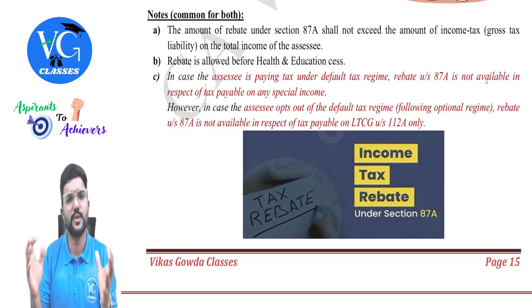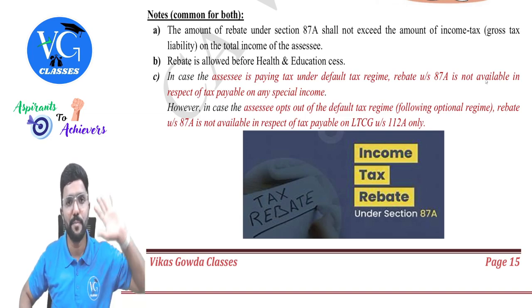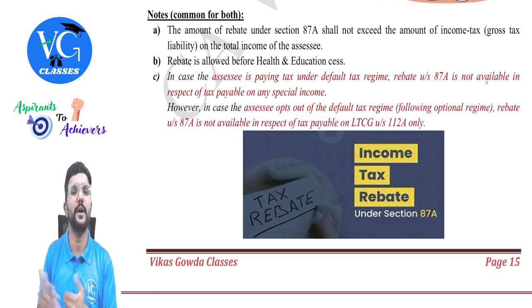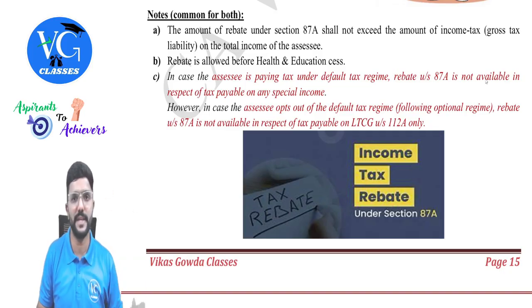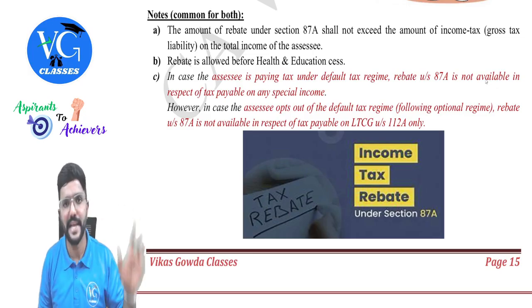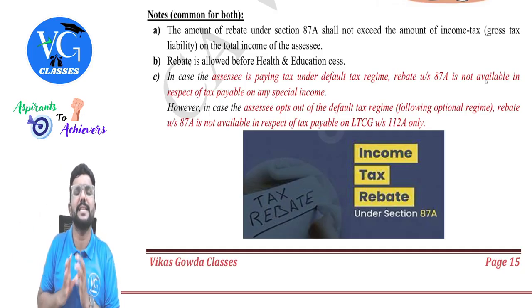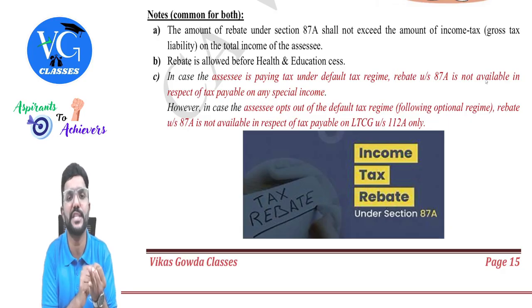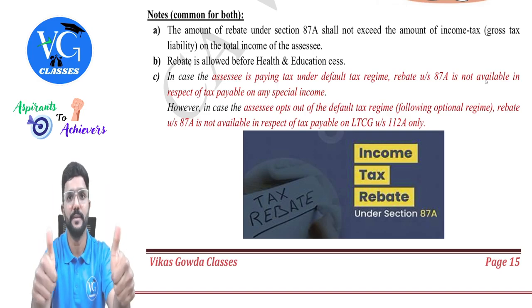If a resident individual's total income is within 12 lakh, but it includes any special income, whatever tax he is supposed to pay on special income, he cannot claim any rebate under default regime against it. Whereas whatever tax he is supposed to pay on normal income, can he claim rebate? Yes, he can. Whereas if a resident individual is following optional scheme, rebate is not available only against 112A tax. That means if I am a resident individual whose total income is less than 5 lakh, but my total income has casual income or short-term capital gain under Section 111A, can I claim rebate against it? Yes, you can claim.